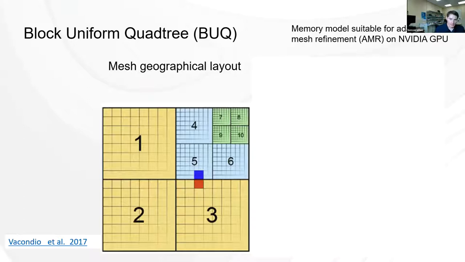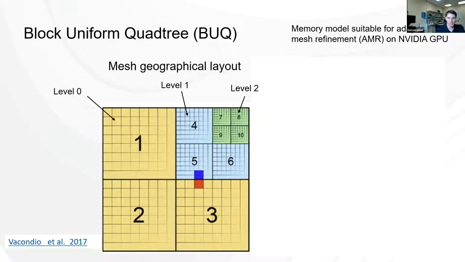The colors you see here are the different levels, so it's different resolution. Each time you jump to another block, the resolution of the model can change, but only by one level, so the neighbors are all only one level up or down. And that makes this layout really, really good for GPU.